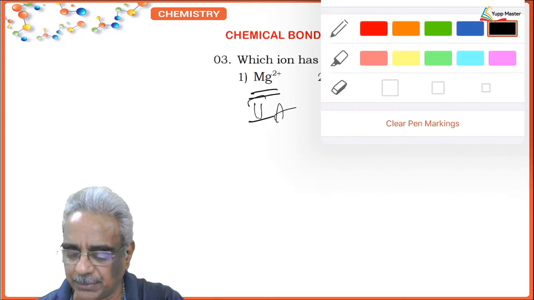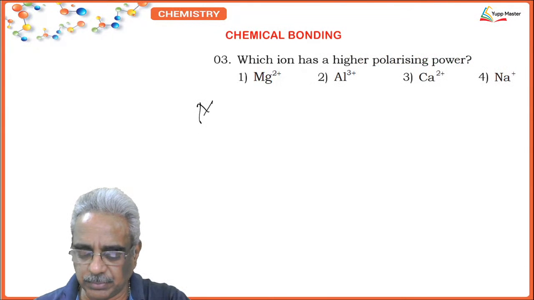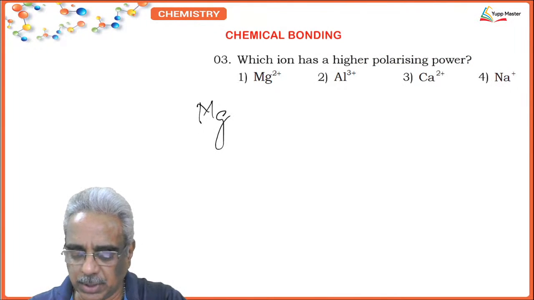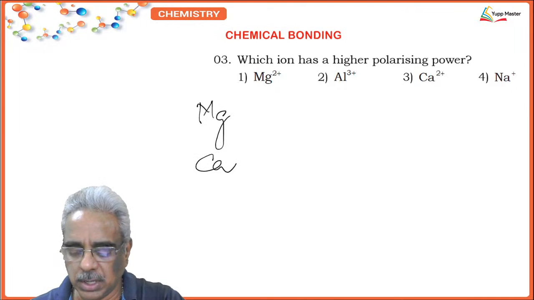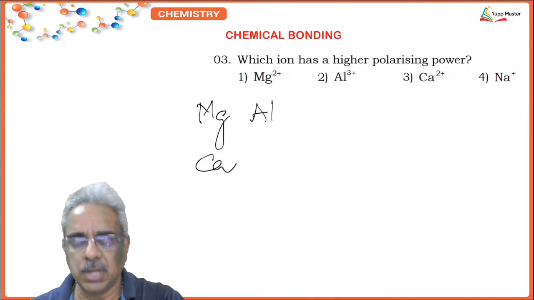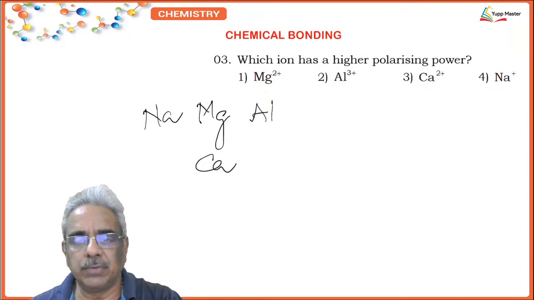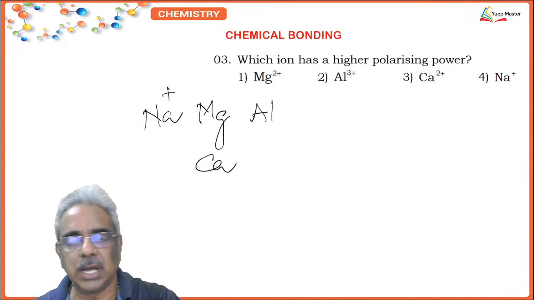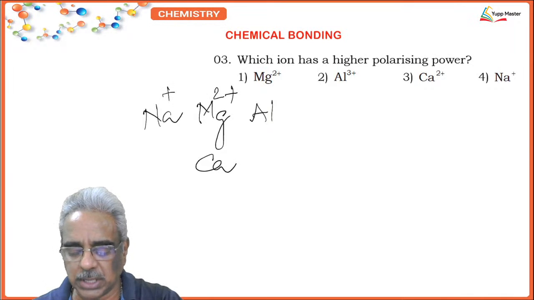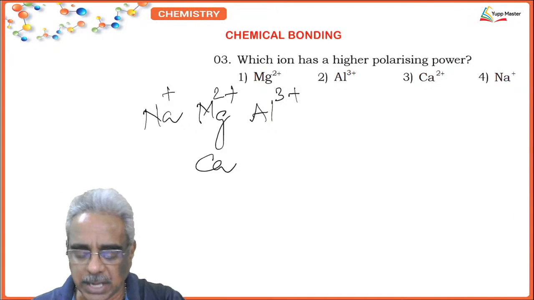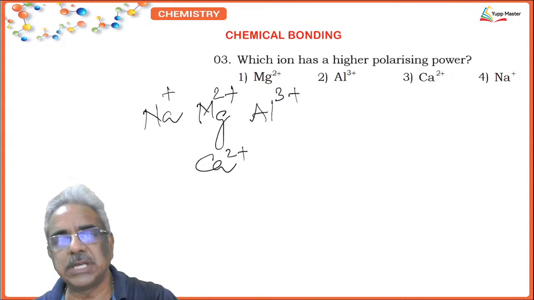So where do you find them? So magnesium, below magnesium you will have calcium, next to magnesium you will have aluminum, left to magnesium you will have sodium. So that is the beauty of it. Sodium plus alkali metal, magnesium 2 plus alkaline earth metal, aluminum 3 plus boron family metal, calcium 2 plus alkaline earth metal. These are given.